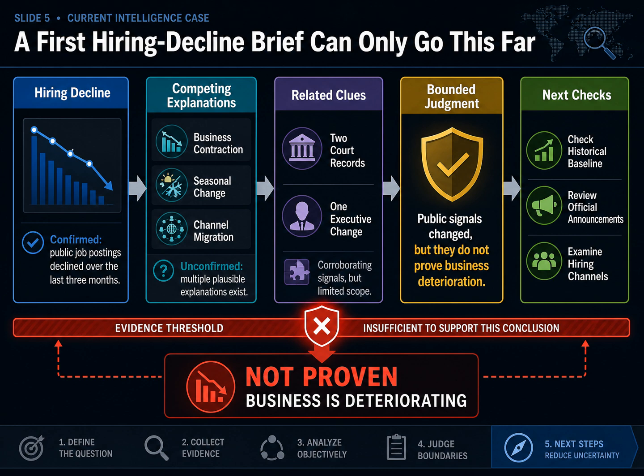It is, the company's public signals have changed, and hiring activity is lower than in the previous period, but the available evidence does not establish business deterioration. That wording leaves room for several explanations: contraction, normal seasonality, a move to another recruitment channel, or more internal referrals. The next job is to check the historical baseline, official announcements, and alternative hiring channels.